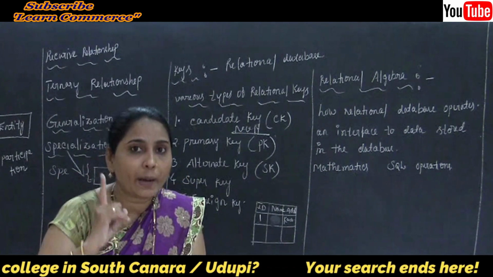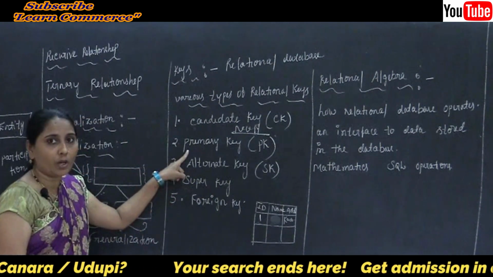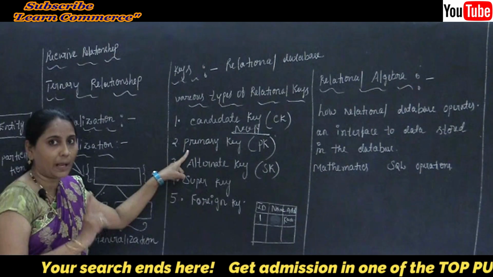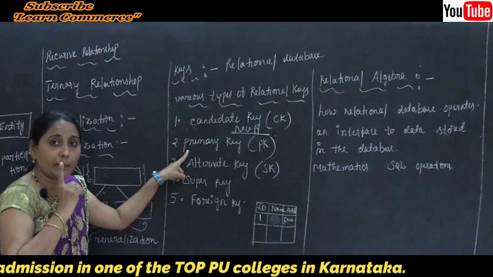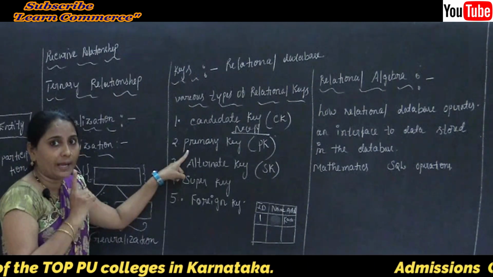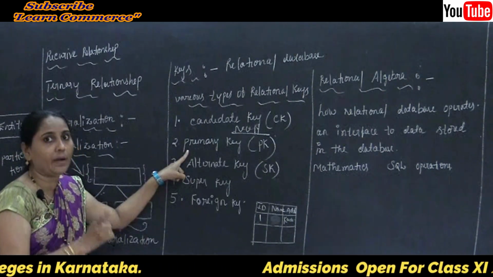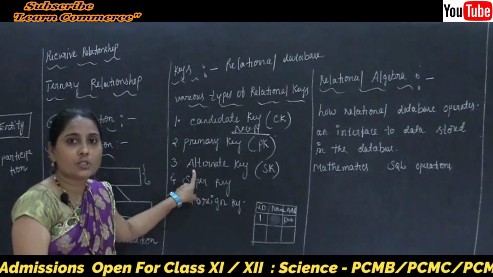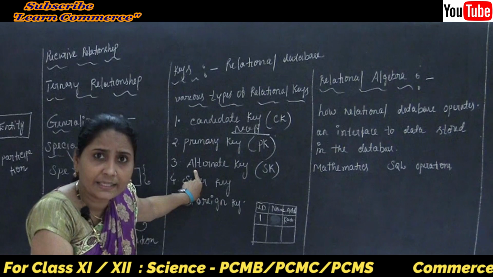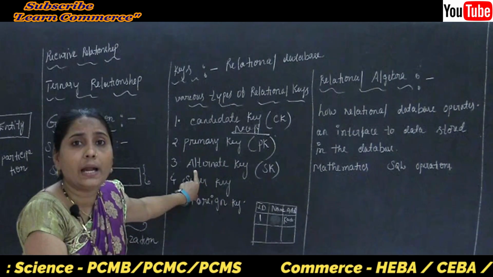Clear this point? Primary key means the first column of a table. It is the main key of the table, and it uniquely identifies each record in a table. Now the alternate key is also called the secondary key. What do you mean by an alternate key?